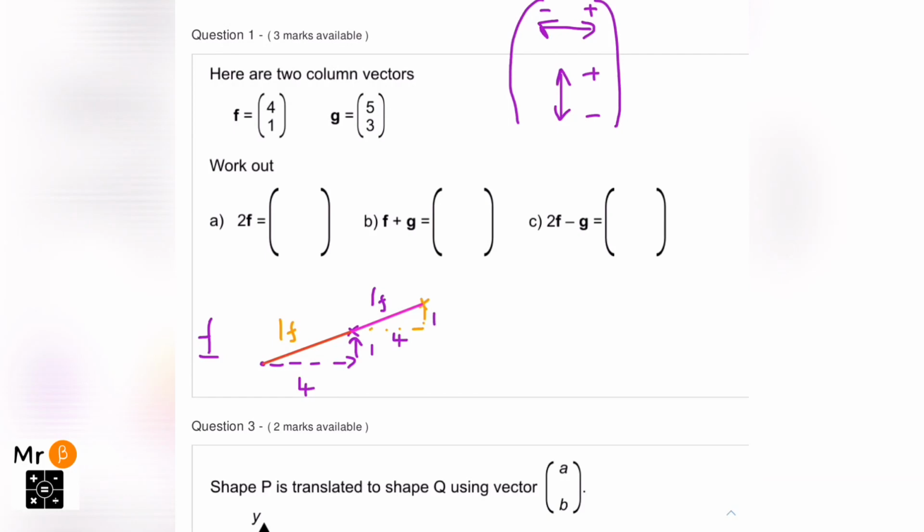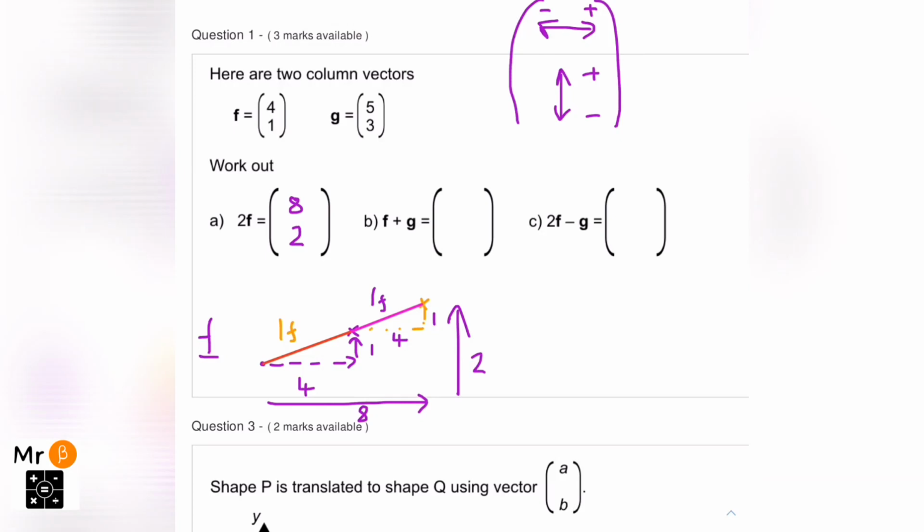So in total, if we have a look at what we have done, we have moved a total of 8 spaces to the right and 2 spaces up. So our new vector would be 8, 2. Now I wouldn't recommend drawing that diagram, but that just gives you an insight into what's gone on. So actually for 2f, all you have to do is double both of your numbers.